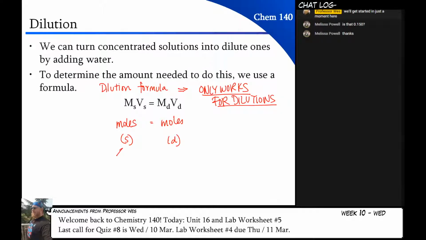What S stands for is the stock side, or the starting side. That's the solution you started with. And D is the dilute side. What that means is that when I do the dilution, the only thing I'm adding is water. So the number of moles of solute remains the same in both cases, before and after. I just need to find out how many moles that is when I do the calculation.